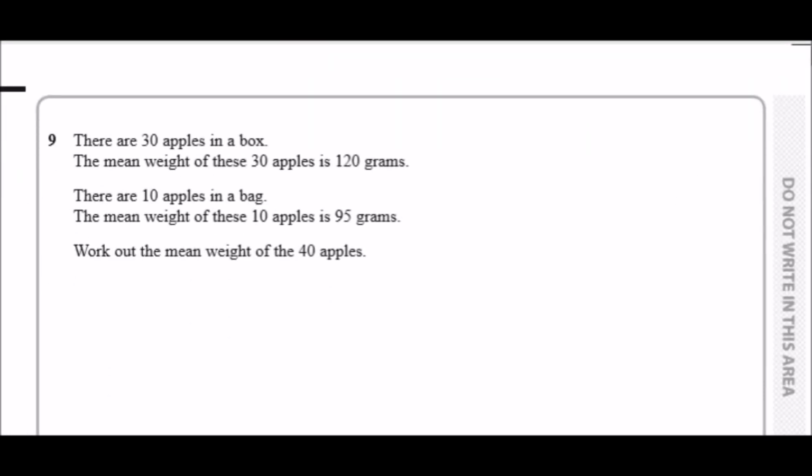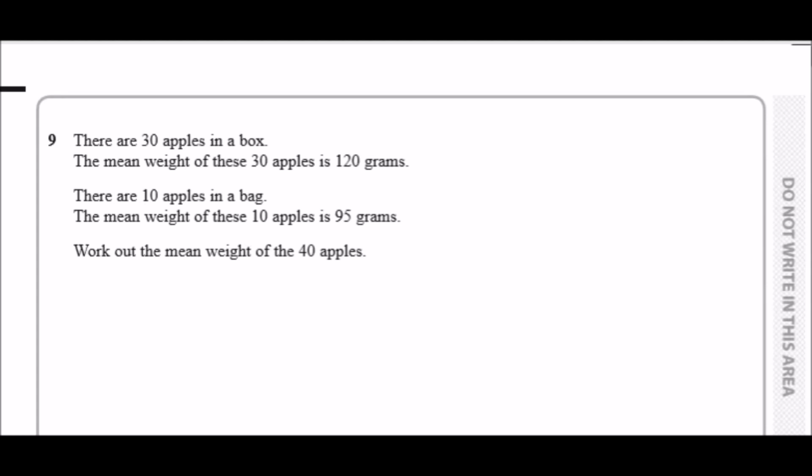Sweet, easy. Moving on. So there are 30 apples in a box. The mean weight of these 30 apples is 120 grams. Okay, let's keep that as a mental note. There are 10 apples in a bag. The mean weight of these 10 apples is 95 grams. Oh, so you can see the average weight is obviously much greater. It's just coincidence, I guess. Work out the mean weight of 40 apples.